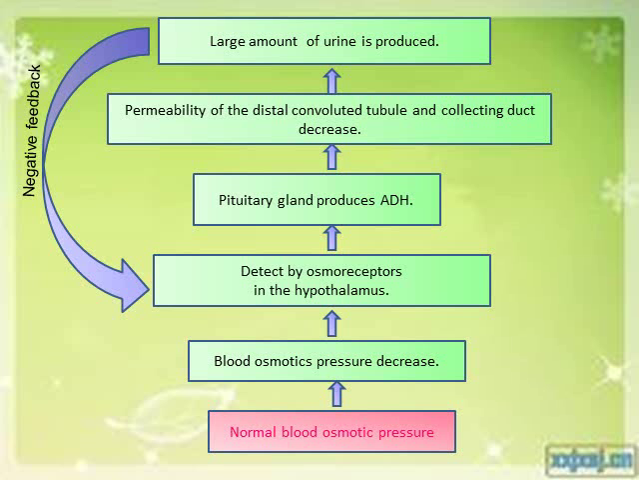When the blood osmotic pressure decreases, the change is detected by the osmoreceptors in the hypothalamus. Thus, impulses are generated and sent to the pituitary gland, and the release of ADH is reduced. ADH is transported to the kidney. ADH decreases the permeability of the distal convoluted tubule and collecting duct to water. As a result, a large amount of urine is produced.